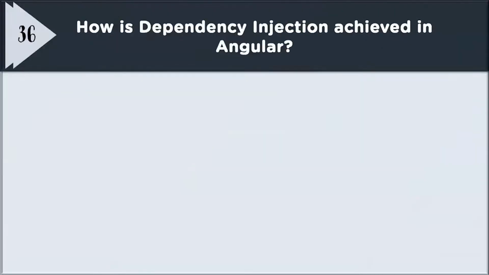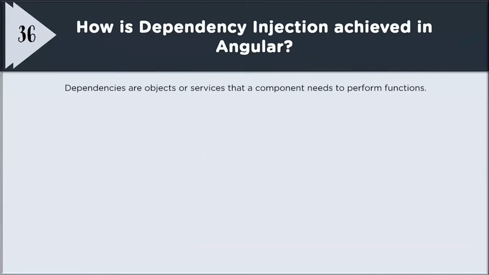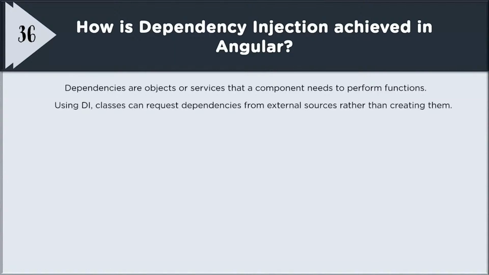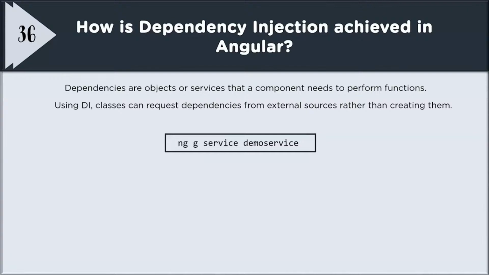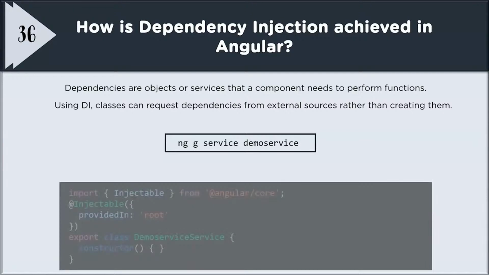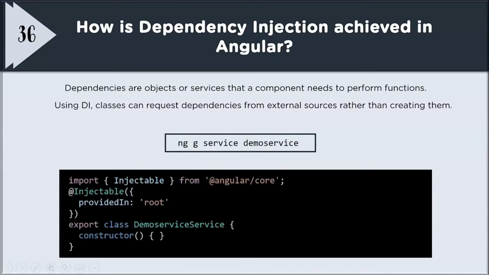Next up, how is dependency injection achieved in Angular? Now, dependencies are objects or services that a component needs to perform functions, correct? Now, with the help of dependency injection, these classes can request dependencies from external sources rather than creating them on their own. Here I've created a service called demo service using the command ng generate service demo service, and I've also added the small snippet of code that comes when you create that service. Now these services can be injected into your main component and perform various functions.